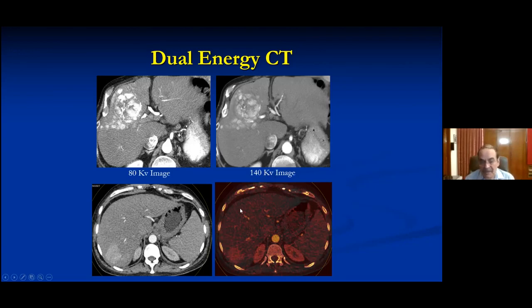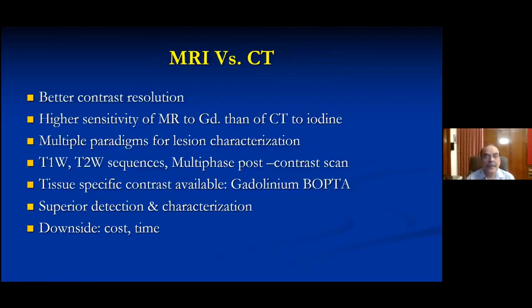You can then also generate an iodine map. All the areas which are taking up iodine will then be highlighted on this iodine map. Using a computer algorithm, you can subtract the contrast and you can generate a non-contrast image even after the patient has left the CT room.